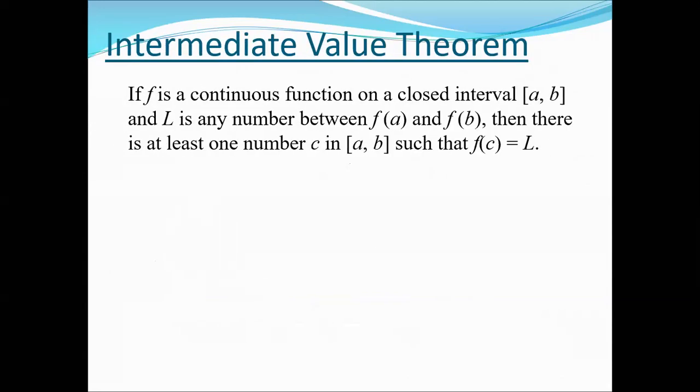Intermediate value theorem, that is IVP or IVT. It is also known as the intermediate value property, that is IVP. If f is a continuous function on the closed interval [a, b] and L is any number between f of a and f of b, then there is at least one number c in [a, b] such that f of c is equal to L. That is, simply, if a function is continuous on a closed interval [a, b], then the function assumes every value in between f of a and f of b.